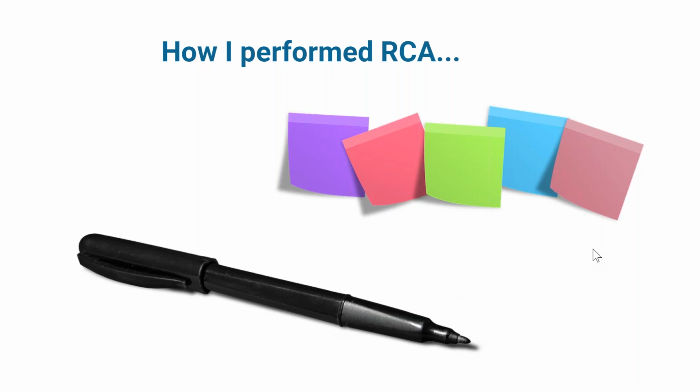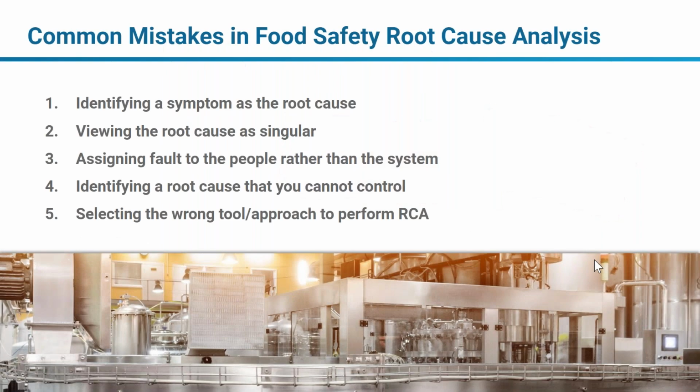So why don't we walk through maybe an example, right, Shamanique, of these methods, and get into the fishbone and the 5 whys. Yeah, but before we do that, let's look at some common mistakes that people make when they're doing their food safety root cause analysis.